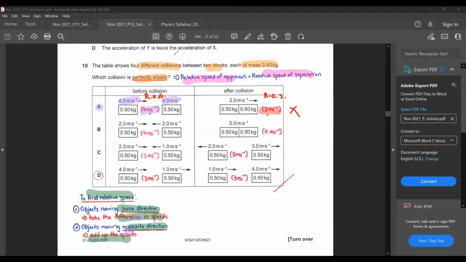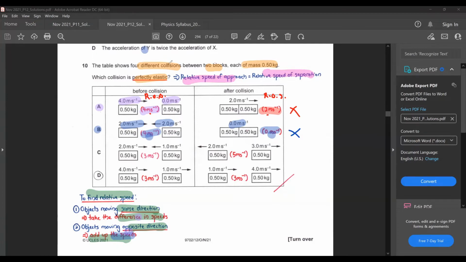I can also do the same analysis for answer choice B. Both of these are moving in opposite directions, so I add up the speeds. 2 plus 2 gives me 4. And then this one here, after collision, they're not moving. So the relative speed of separation is 0. Again, 4 meters per second is not the same as 0 meters per second, so this one is out.